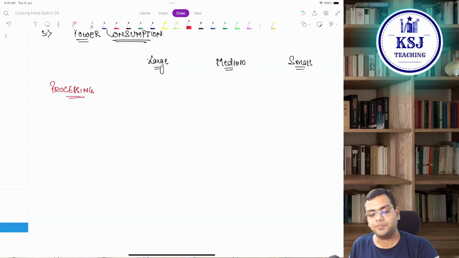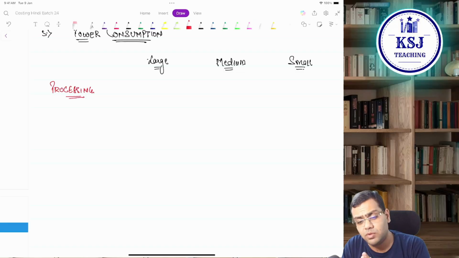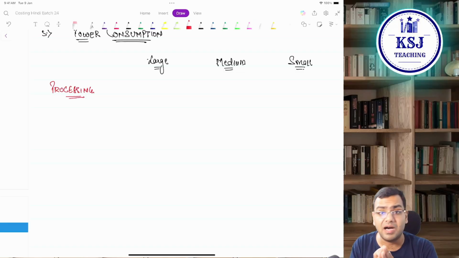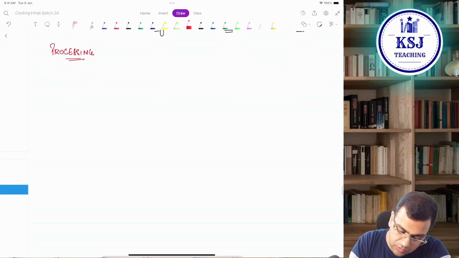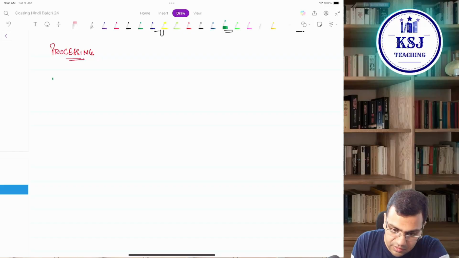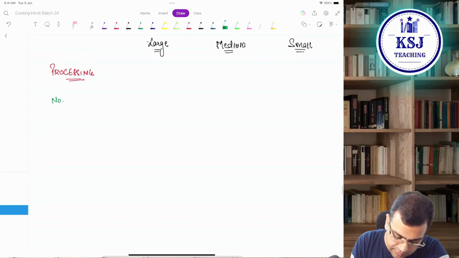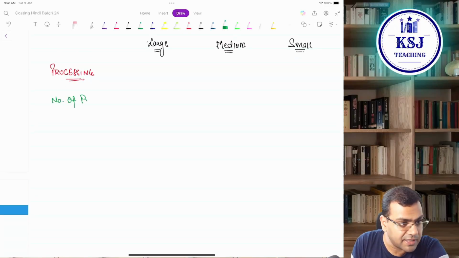Now for processing time, first we have to calculate what is the total number of processing hours, and the total number of processing hours will depend upon what? The number of batches, because for every one batch the processing time is 1 hour 45 minutes, right? So into number of batches, that will give me the total processing hours, right? So again I will start here with number of batches.